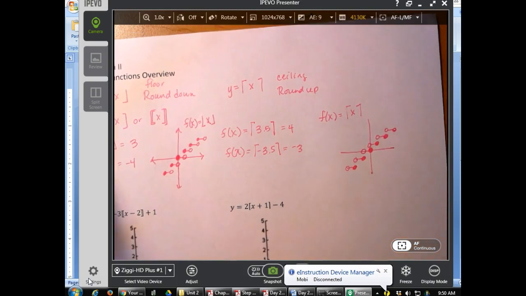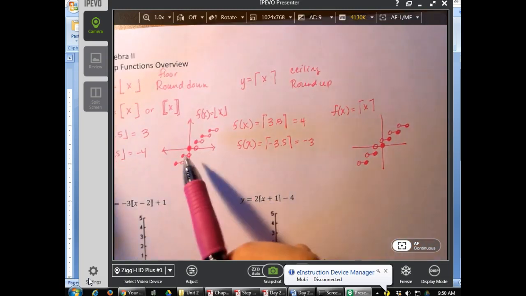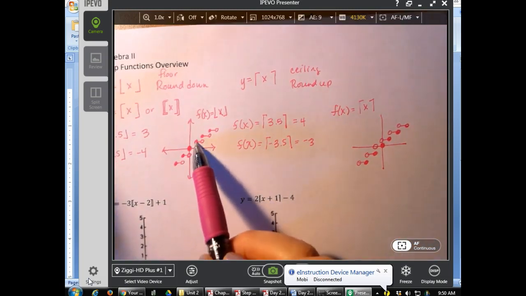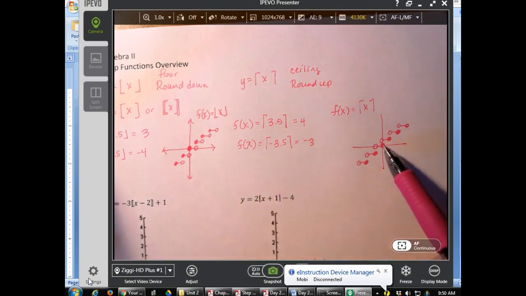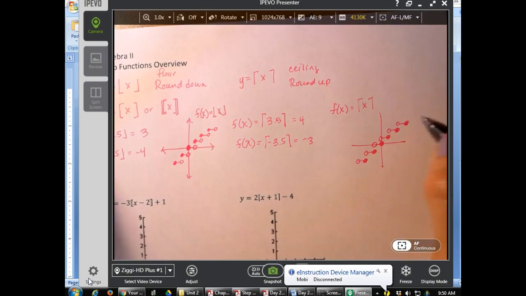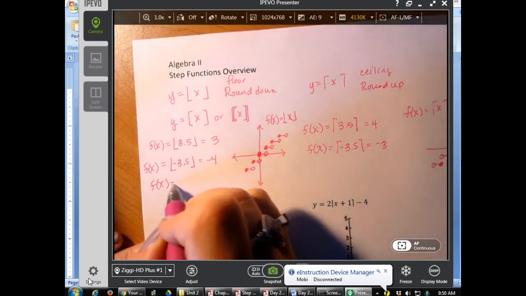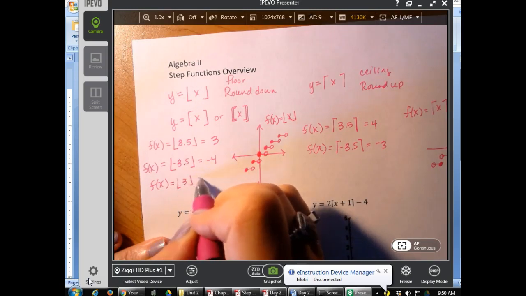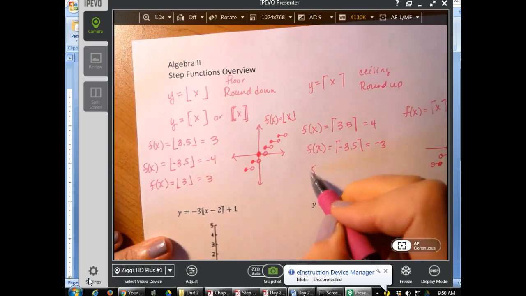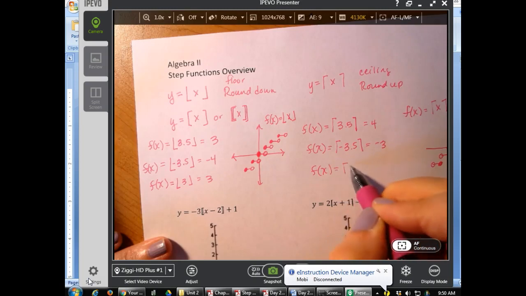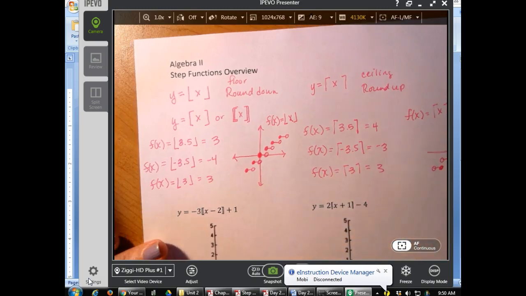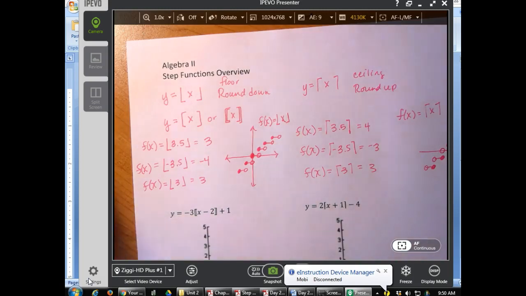Now, I want you to notice that on both graphs, you have points like 0, 0, 1, 1, 2, 2, 3, 3. Same thing over here. It's because when you evaluate whole numbers for either function, it remains the same value. So for example, if I have f of x is equal to 3, it equals 3 for the round down, and if I evaluate it for 3, it equals 3 for the round up. So that's what creates that effect.